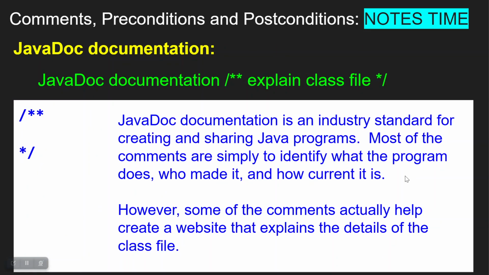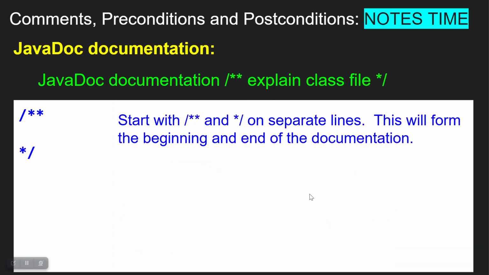So let's go ahead and break down what JavaDoc documentation actually is. JavaDoc documentation is an industry standard for creating and sharing Java programs. Most of the comments are simply to identify what the program does, who made it, and how current it is. However, some of the comments actually help create a website that explains the details of the class file, and I'll show you what that looks like a little bit later in the lesson video. But let's go ahead and talk about how to do JavaDoc documentation.